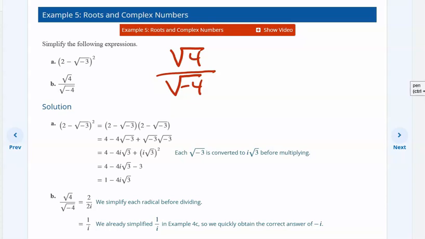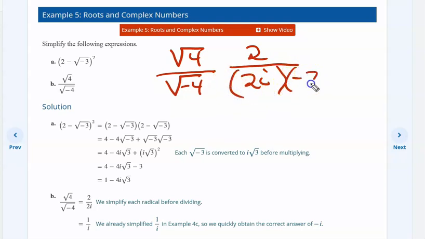Now, for our last example, again, pausing to look at it, if this wasn't a negative under the radical, this would just be a 1. But let's simplify this a little bit. Square root of 4 is 2, and this denominator is 2i. So what is the conjugate of this? Well, a negative 2i. So a negative 2i. So this is a 1.